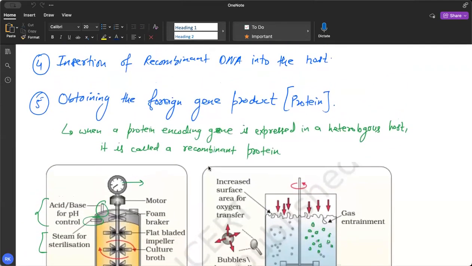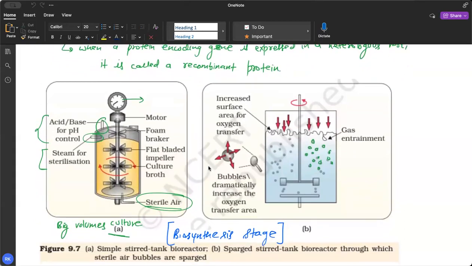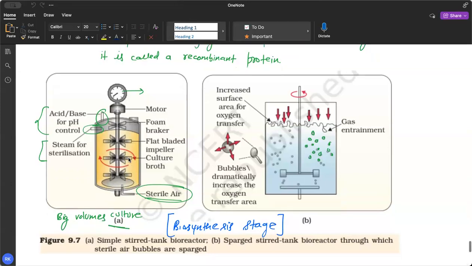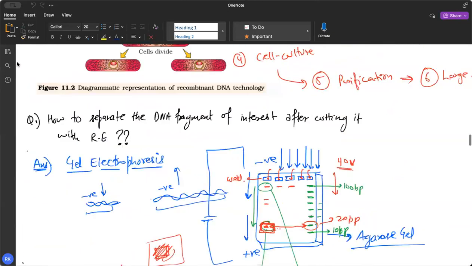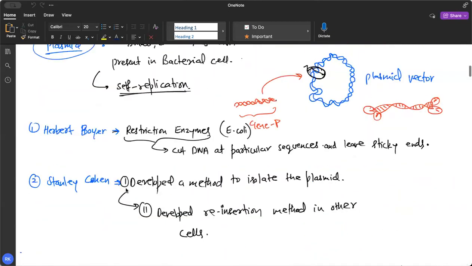And the last thing is large scale synthesis, which we call the biosynthesis stage. There are big bioreactors that are used. We talked about what bioreactors are and how they work. Basically, it's a big vessel where you keep the bacterial culture and keep giving it air and frothing so that it continues to grow more and more. Okay, that's called downstream processing. So this was the principles chapter.